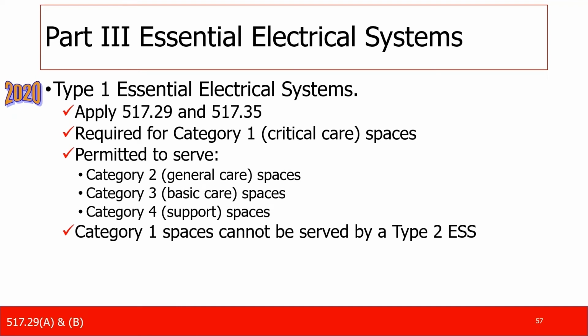So Type 1 essential systems, and again, that's when you see the 2020 flag. These are generally what we would have applied to hospitals in the past in the older language. So 517.29 through 517.35, these are the requirements that we would apply to Type 1 systems. They're required for Category 1 spaces. They're also permitted to serve these other spaces. Category 1 spaces cannot be served by a Type 2 general Category 2 care system. So required for this. This has always been the requirement, but just broken down into categories in Type 1 and Type 2.